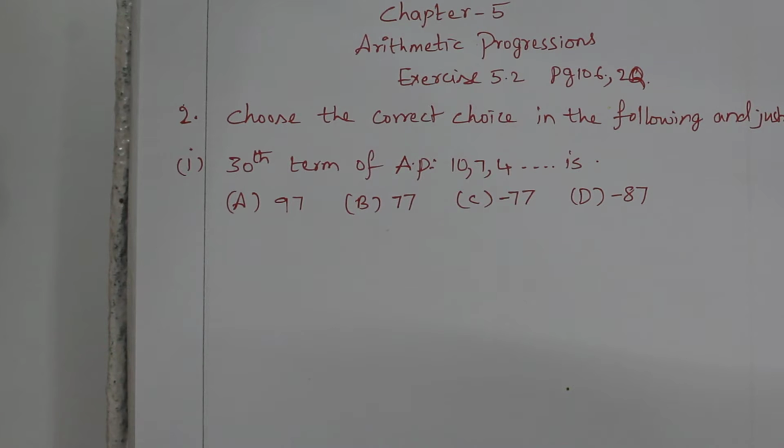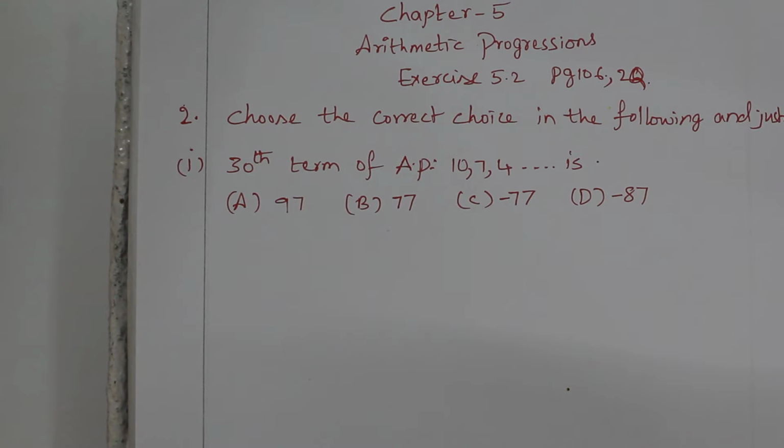In this session I am going to solve second question for you from exercise 5.2, page number 106, chapter 5, arithmetic progressions. So let's read the question first. Choose the correct choice in the following and justify. So he has given two multiple choice questions. We have to find out the right answer for the question.